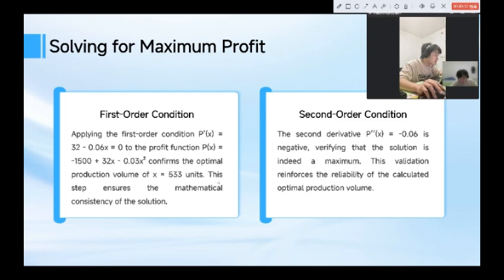533 units. This step ensures mathematical consistency in our approach, and we then confirm this result using the second order condition. Since this one is negative, it confirms that the point we found is indeed a maximum, reinforcing the reliability of our solution.